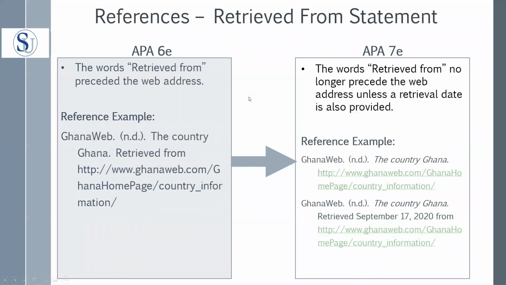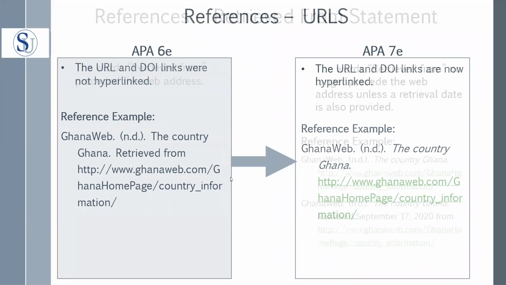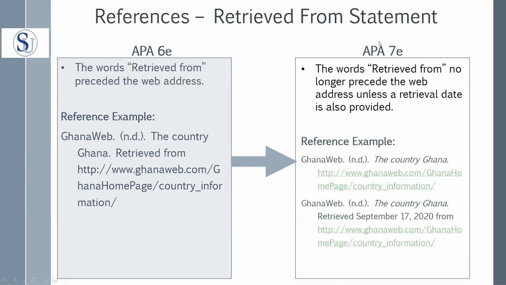Next is the retrieve from statement. In the 6th edition, students always preceded the web address or URL with the retrieve from statement. However, in the APA 7th edition, if you notice in this first example, there is no retrieve from statement. The reference flows from the title of the web page directly to the web page address.